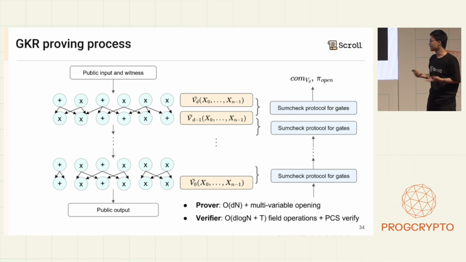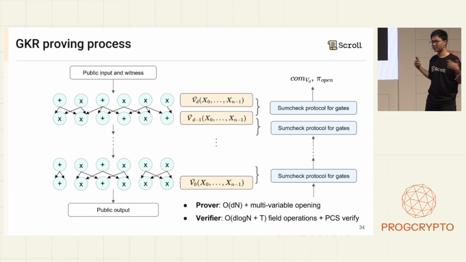And the prover overhead will be linear to the circuit size. Here D is the number of layers, which is basically the depth of the circuit, and N is how many variables you have in each layer. Then the prover also needs to do a multivariable opening. This is why it's very flexible, because it can plug in any polynomial commitment scheme.